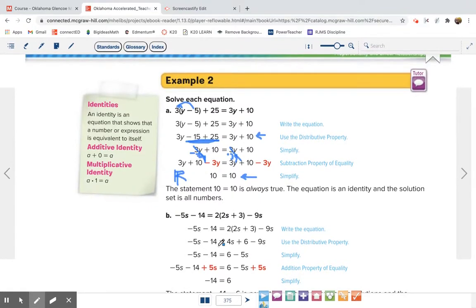Okay, on B. Same thing, we have to get rid of those parentheses by distributing. We get negative 5s minus 14 equals 2 times 2s is 4s, plus 2 times 3 is 6, and then we still had that minus 9s out to the side.